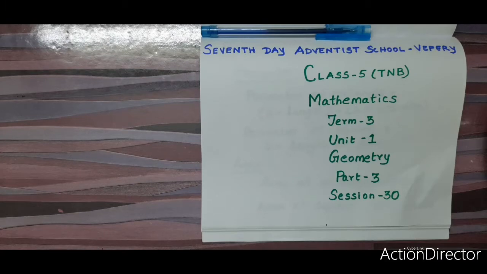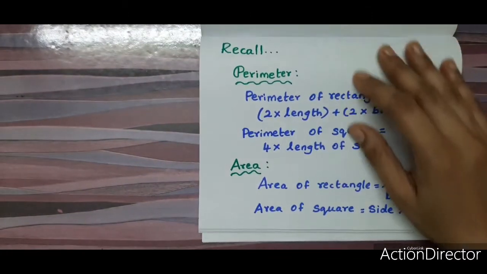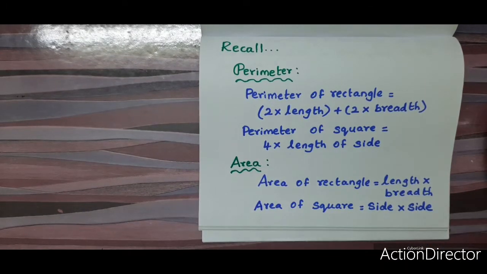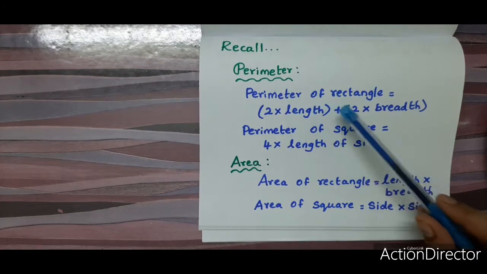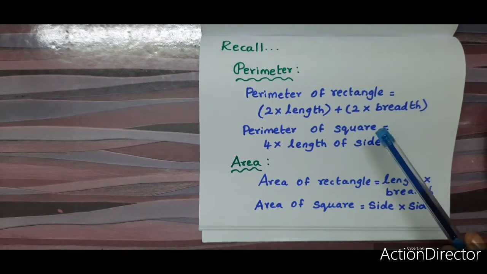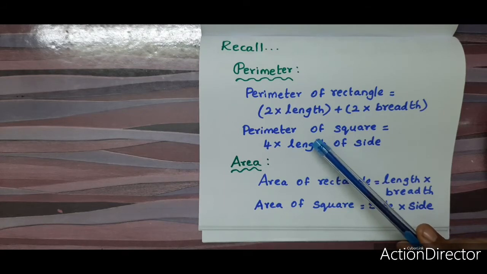Amen. Okay children, today we are going to continue with unit 1, that is geometry. So today we are going to recall what we studied in the last class. What did we study about perimeter and area? In perimeter we studied two formulas, that is perimeter of rectangle and perimeter of square. The formula for perimeter of rectangle is 2 into length plus 2 into breadth. So you will multiply length and breadth with 2 and you will add both the values.